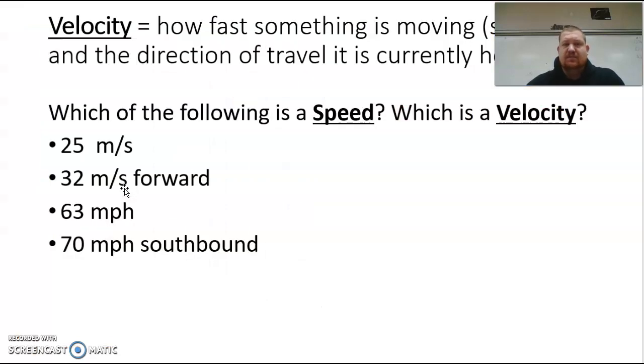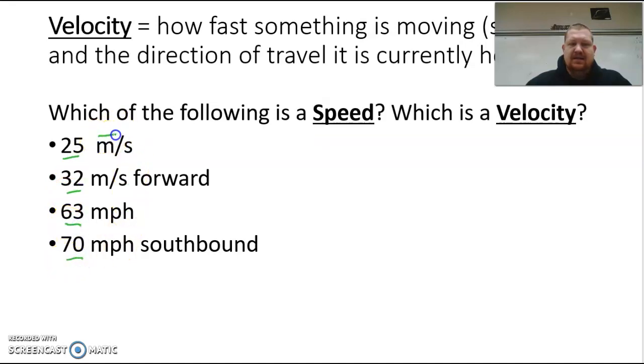So looking at this first, velocity, first off, let's define it as how fast something is moving. Well, this is just speed. So velocity is just speed, but it's also a little more specific than speed. It is the direction of travel. So if you look down here and it says which one of these is a speed, which one of these is velocity. So looking at it, all of them have a numerical value, right?